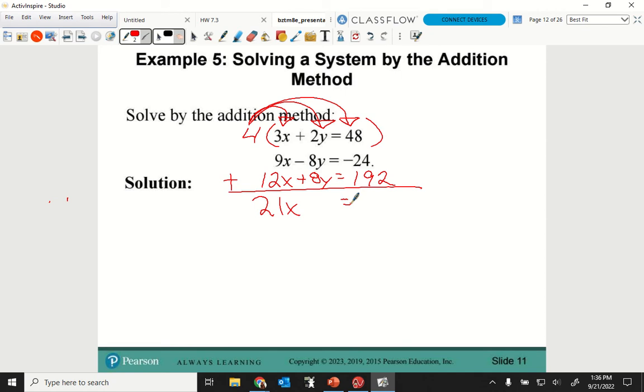What is it? 168. So I get 168 here. On that 168, I'm trying to get x by itself. So what do I have to do to both sides to get x by itself? Very good. Divide by 21. So x is, very good.